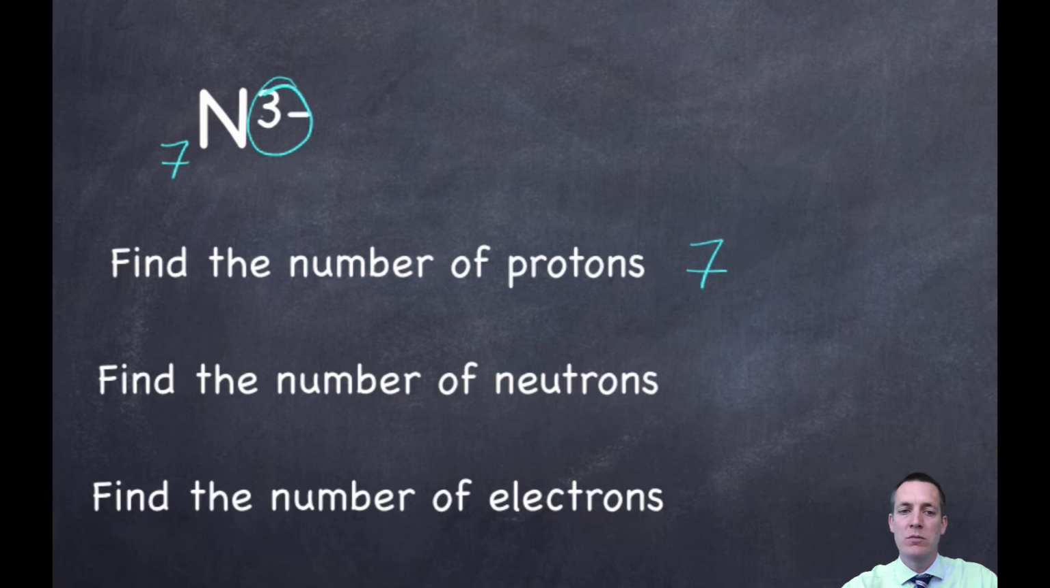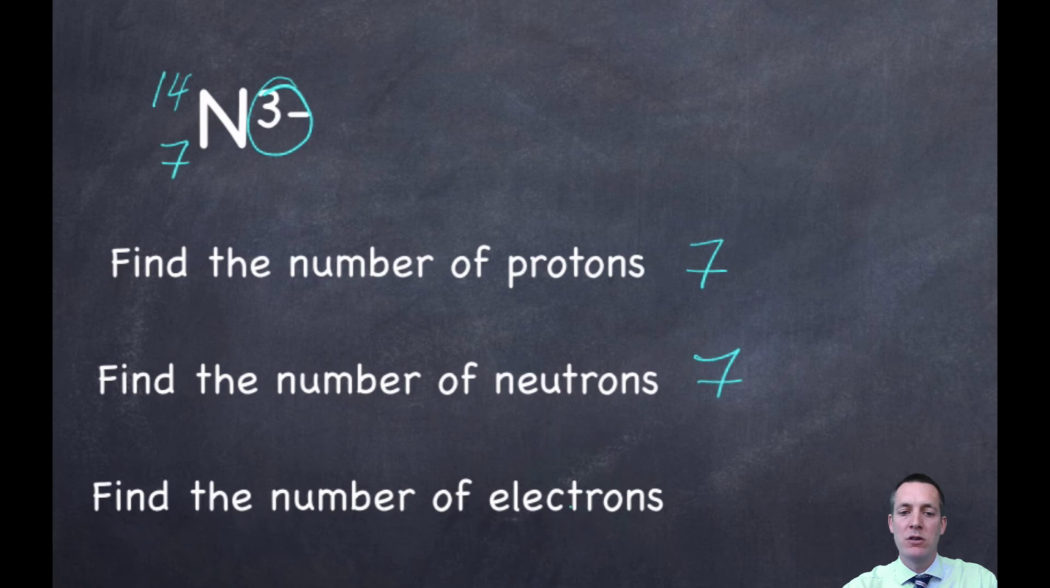Number of neutrons, well, the mass number of nitrogen in our periodic table is 14. 14 minus 7, that's 7, because we take the small one away from the big one to find the number of neutrons. In both these examples we've seen, they've been the same as the number of protons, but that is not a rule. It doesn't have to be that way.